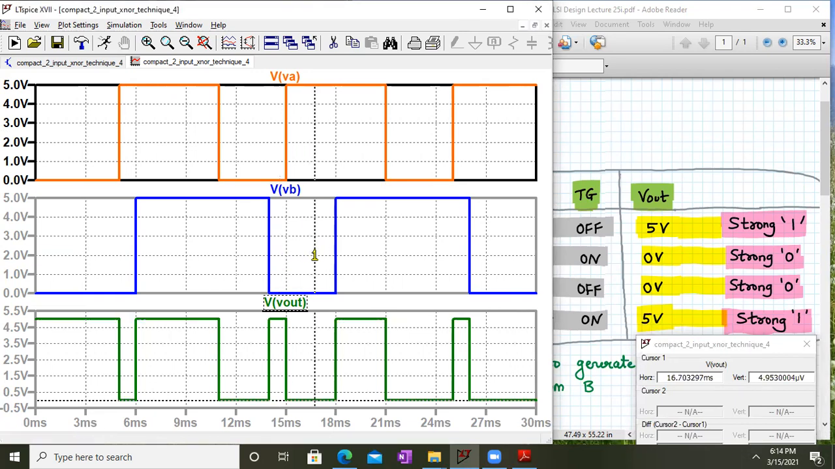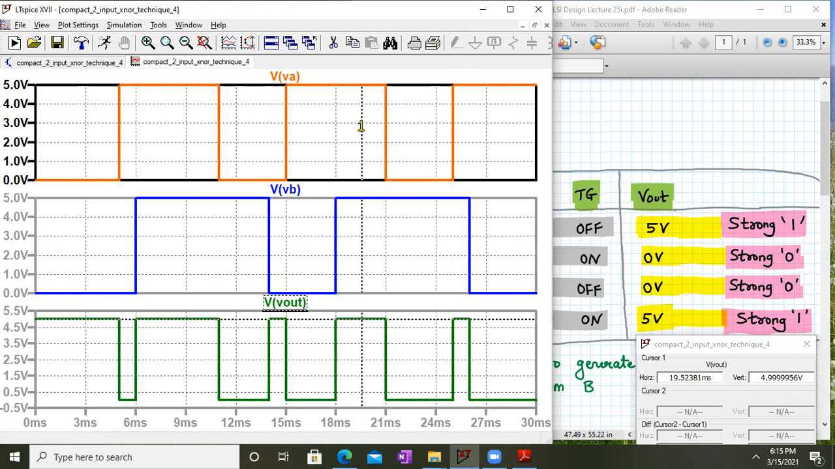Let us check one more case. In this case, VA is 5 volt and VB is 0 volt. In this case also, according to the XNOR, since the inputs are different, output will be a strong logic 0. As you can see over here, it is around 5 microvolt. It is as good as 0 volt. In this manner we can check and complete the remaining analysis.